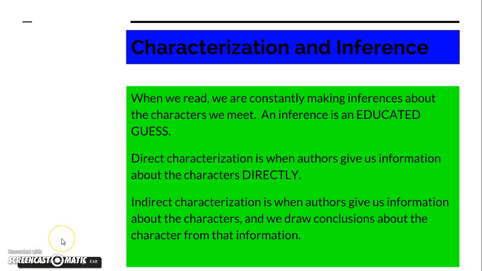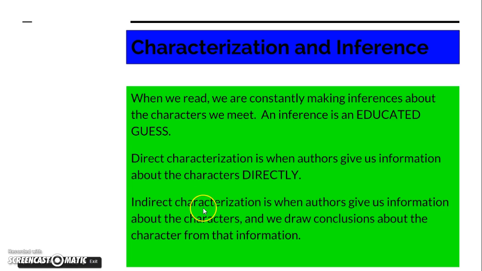Okay, and our last section of the video and the homework, the lesson, is on characterization and inference. So when we read, we're constantly making inferences about the characters we meet, and an inference is an educated guess. Now, characterization in general is the way authors make characters real to us. And there are two ways an author can do it. An author can use direct characterization, and that's when we get information directly. So the author will directly tell us the character is tall, the character is angry, the character is a violent person. We get it directly out of the author or the narrator's mouth, so to speak.